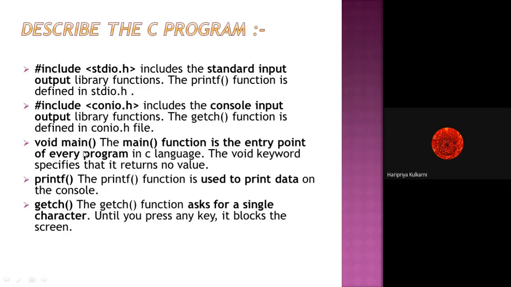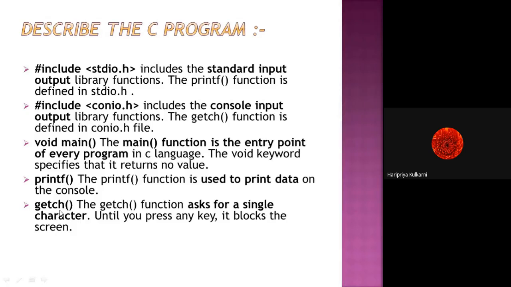Now void main: it is the main function and the entry point in the program. Therefore, there is a void. The void keyword specifies that this function is not returning any value. That's why it is written void. Next is printf. The printf function is used to print the data on the console. Whatever you write inside double quotes will be printed on the console, meaning the output screen.